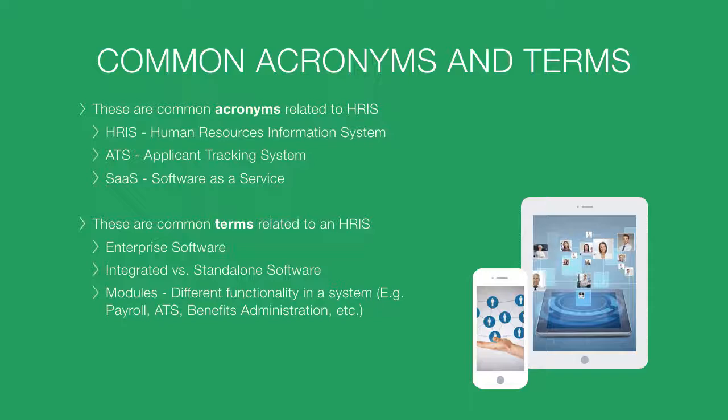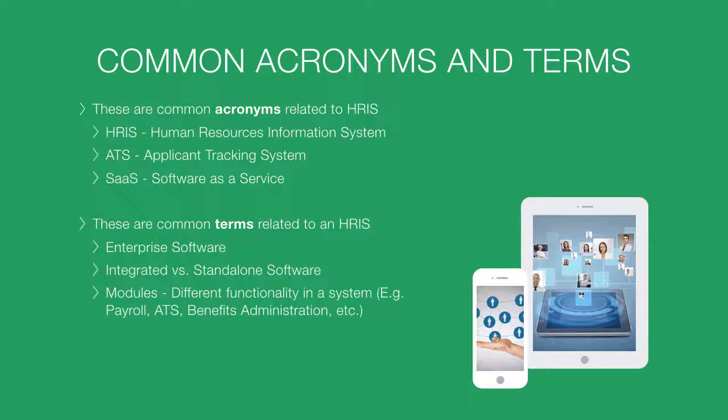So some of the common acronyms and terms that you'll hear are HRIS, which stands for Human Resources Information System. It's basically an application. ATS is Applicant Tracking System. We'll be using the term SaaS, which is Software as a Service, which companies use when they're deploying cloud-based applications.